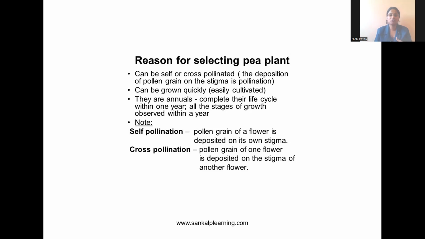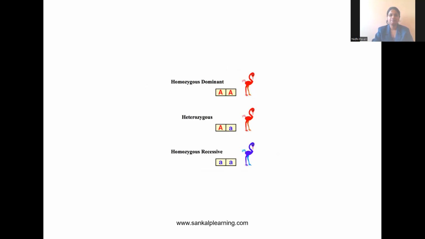Then, it can be grown quickly. The life cycle is very short. It can be grown quickly and cultivated very easily. They are annuals, that is, they complete their life cycle within 1 year. Also, we know about cross and self pollination. And the characters he wanted to observe were visible in the pea plant very clearly. That is why he selected the garden pea plant.